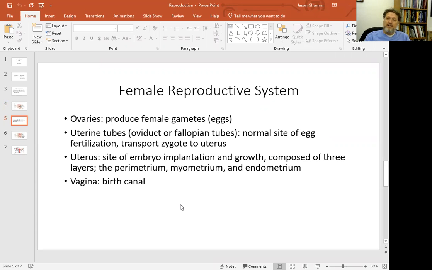fertilized egg is transported to the uterus. The uterus would be where the embryo is implanted and it grows. The uterus is made up of 3 different layers: the perimetrium, the myometrium, and the endometrium. This would be the internal side. The inside, the middle, and then the outside of it. And then you have the birth canal that the baby would pass through when it's born.